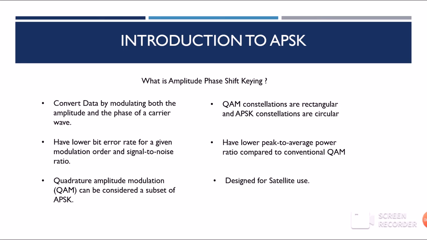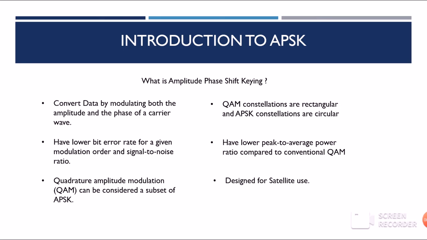APSK is a digital modulation scheme that converts the data by modulating both the amplitude and the phase of a carrier wave. In other words, it combines both amplitude shift keying (ASK) and phase shift keying (PSK). This allows for a lower bit error rate for a given modulation order and signal to noise ratio.